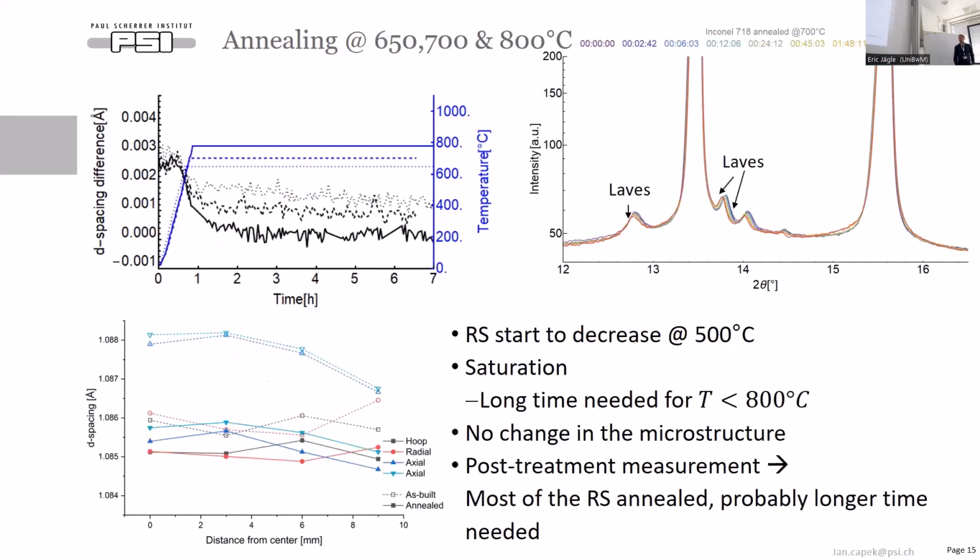We also tried lower temperatures. Here we can observe that the microstructure is kind of stable, that you do not see any precipitation of the delta phase, no increase in the Laves phase, but also you need a much longer time to anneal the residual stresses.